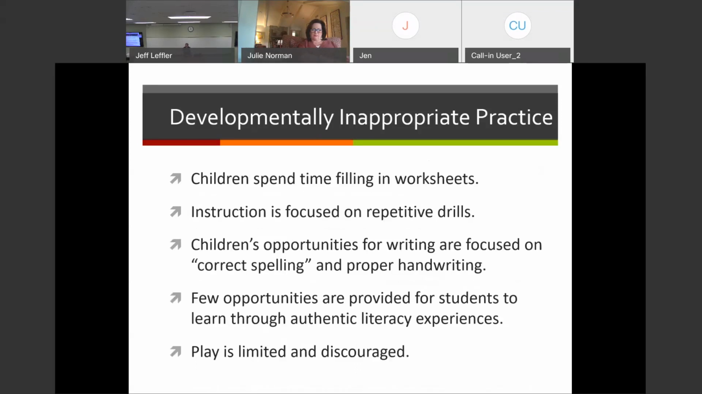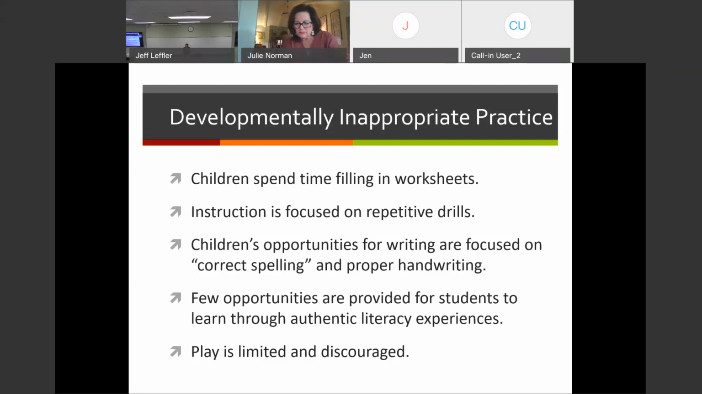So we talked about what's developmentally appropriate. Let's talk for a second about what's inappropriate. It's inappropriate for young children to spend time filling in worksheets. Guys, it's inappropriate for older children to spend a lot of time filling in worksheets. There are so many better, more authentic ways for children to really dive into knowledge, the process of gaining knowledge, and really apply what they're learning.